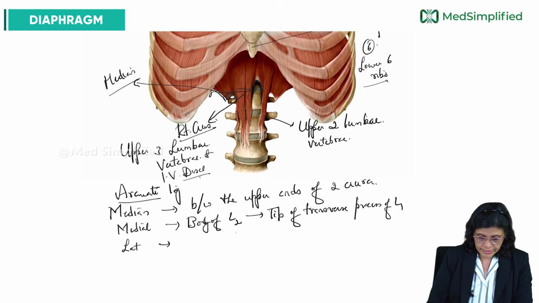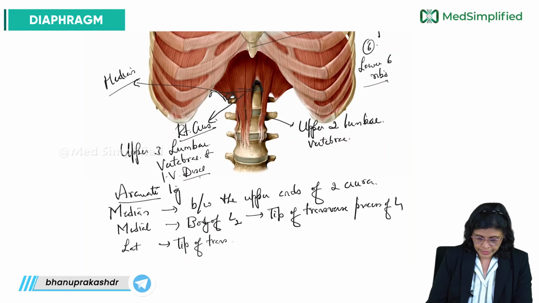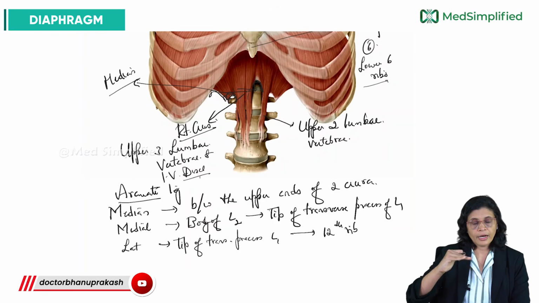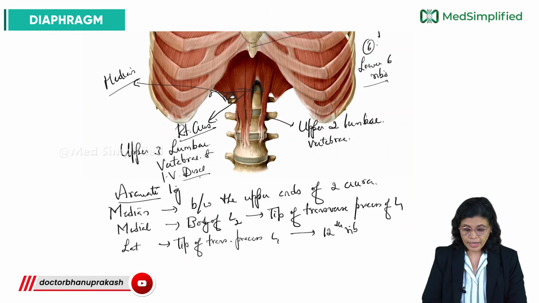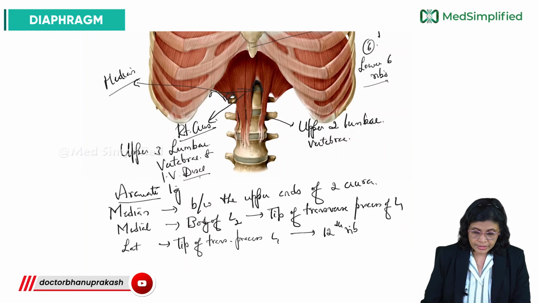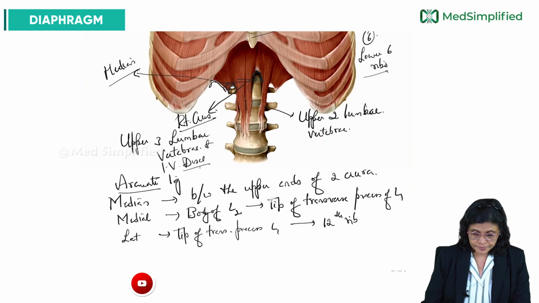Then we have the lateral arcuate ligament. It is the thickened upper margin of the fascia covering the quadratus lumborum. It extends from the tip of the transverse process of L1 to the 12th rib, arching like that, so it is called the arcuate fibers. So that is about the origin.